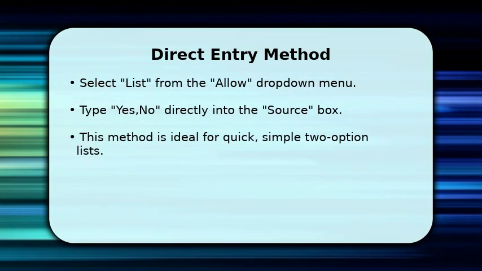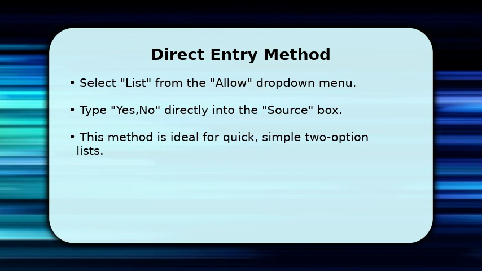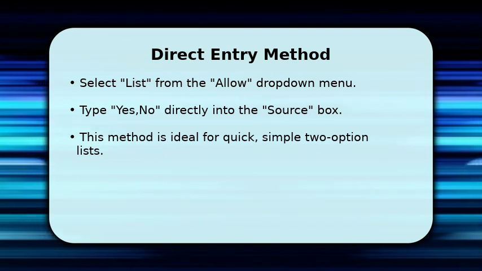For the direct entry method, once the data validation dialog box is open, choose List from the Allow dropdown. In the source field, simply type Yes, No without any spaces, then click OK. This creates an immediate dropdown with your two choices. It's incredibly fast and efficient for situations where you only need these two specific options.